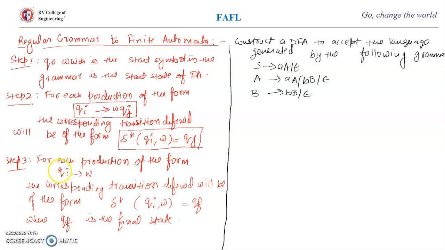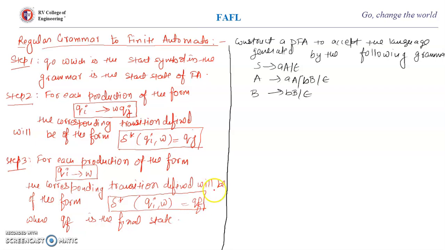And then step 3, if the production is in this form, that means we have some non-terminal on the left hand side of the production, and on the right hand side we have some terminal. Then we have to introduce this transition function for that, and here the qf will be the final state.